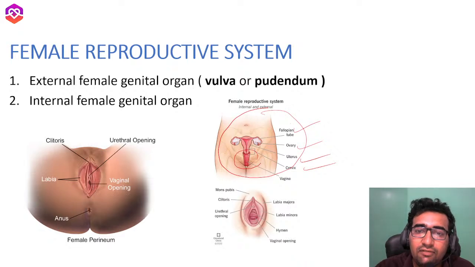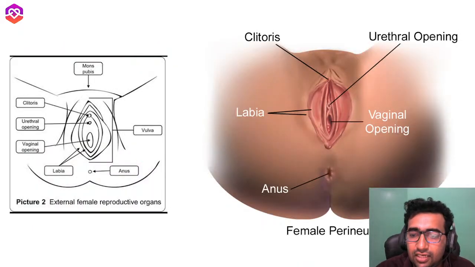This is the vagina. Don't think that the vagina is a part of the external genitalia. It's a part of the internal genital organ. Anyway, I'm telling you the opening of the vagina is present in the external genital organ. You see here, just wait.